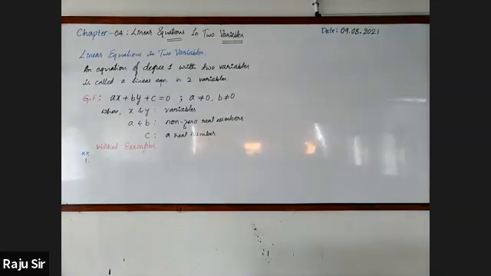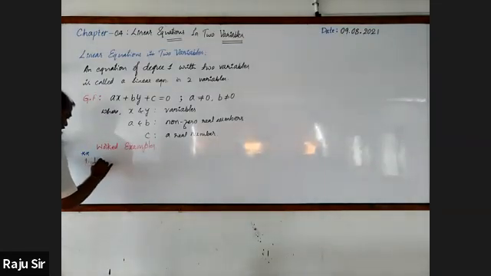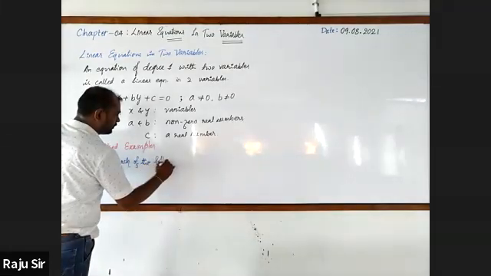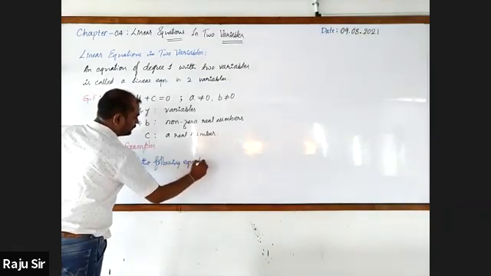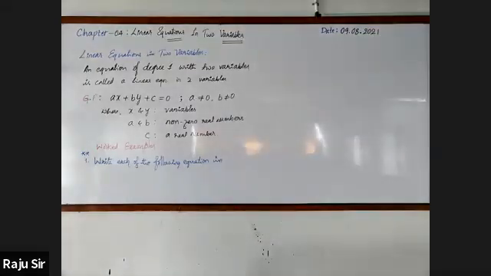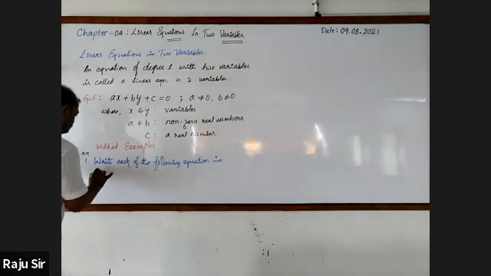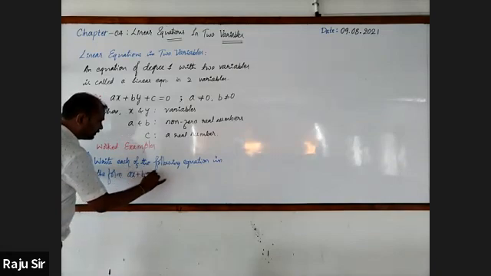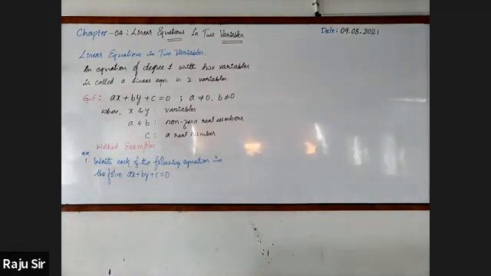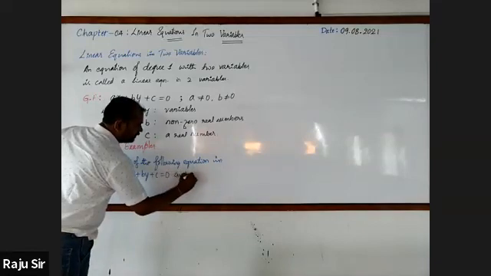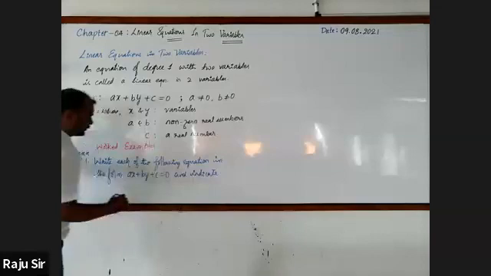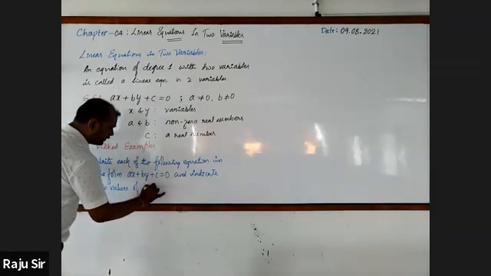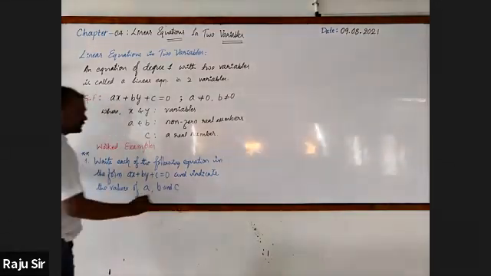Question is, write each of the following equation in the form ax plus by plus c equal to 0 and indicate the values of a, b and c in each case.